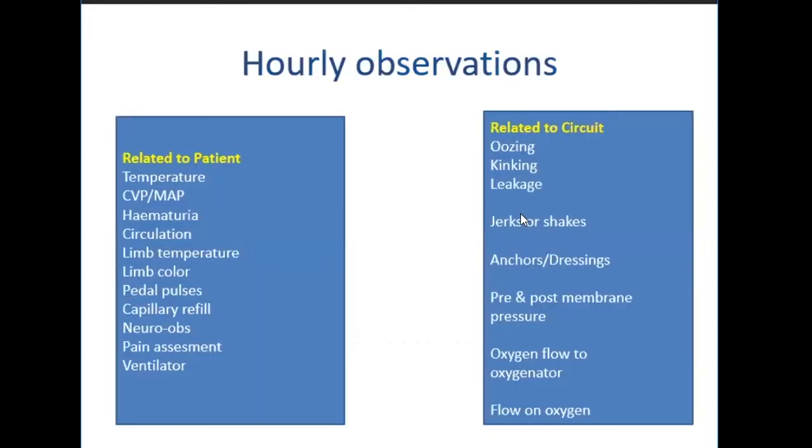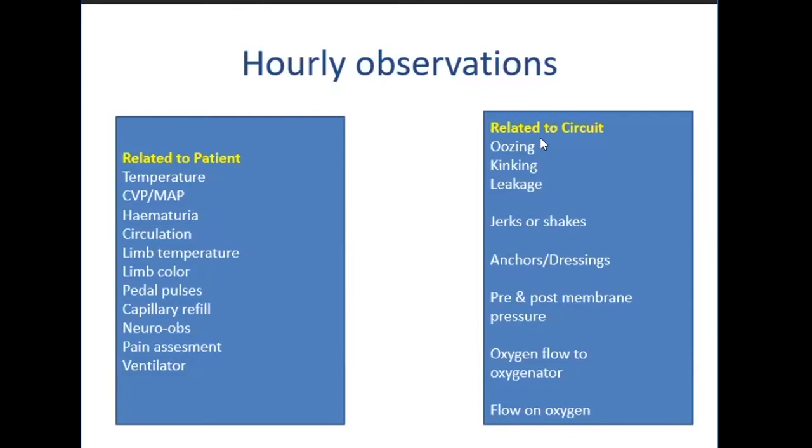Now, what are the other things we need to observe? Related to the patient: the temperature, the CVP, the MAP, hematuria, because there is a high chance of hemolysis; circulation, the limb temperature, the limb color, pulses, the capillary refill, the neuro observation, the pain assessment, and the ventilation. These are the routine management and assessment of ECMO patients.